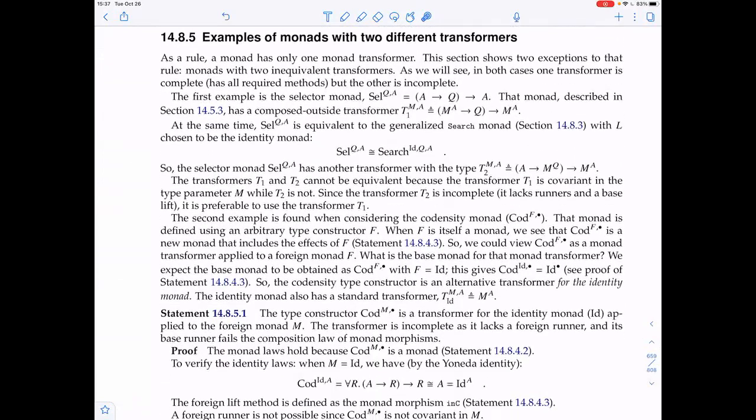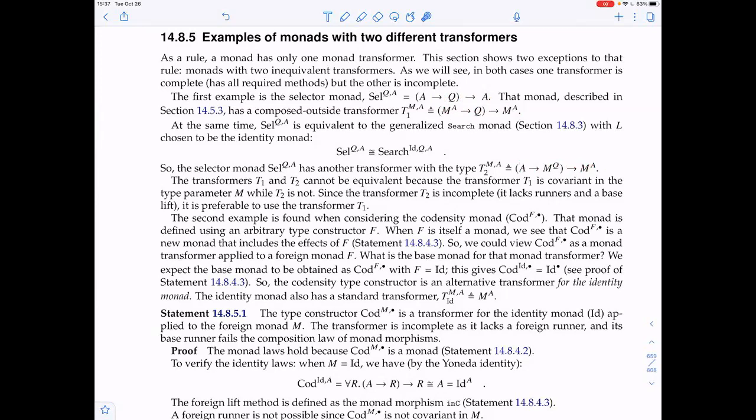And I even found some examples where the same monad has more than one transformer. And one interesting example is this. So this selector monad has two transformers. One is this, and the other is this.